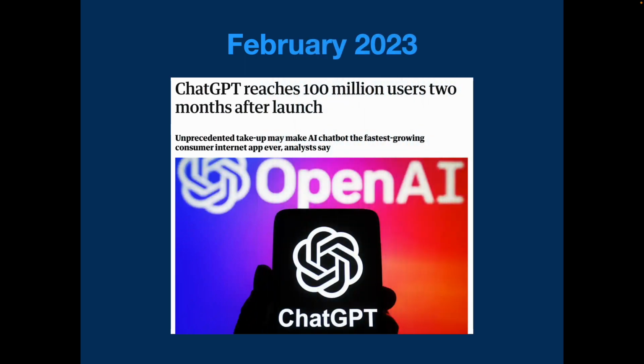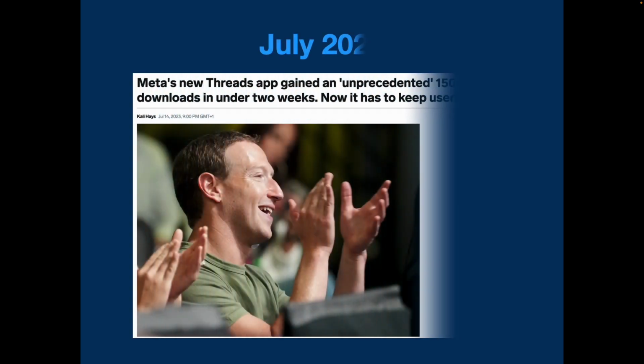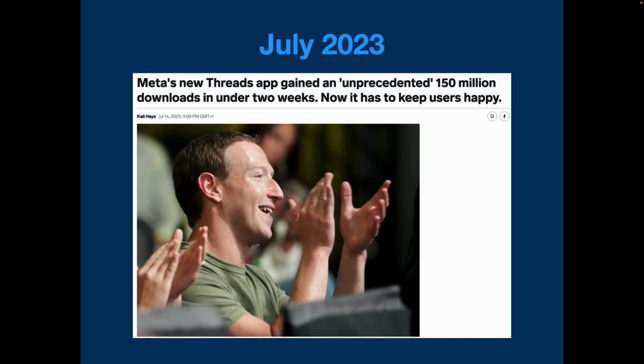This is two stories from the press about this, and the first one here is from February 2023. I think this is from The Guardian: ChatGPT reaches 100 million users 2 months after launch. At the time, this was unprecedented. If you're watching this, maybe you remember that, and it was like, whoa, I gotta get this. The take-up was quite quick, and they were saying nothing's ever been like this before. Then fast forward to July 2023, and Meta's Threads app got 150 million downloads in under 2 weeks. So it smashed the previous record set by ChatGPT.